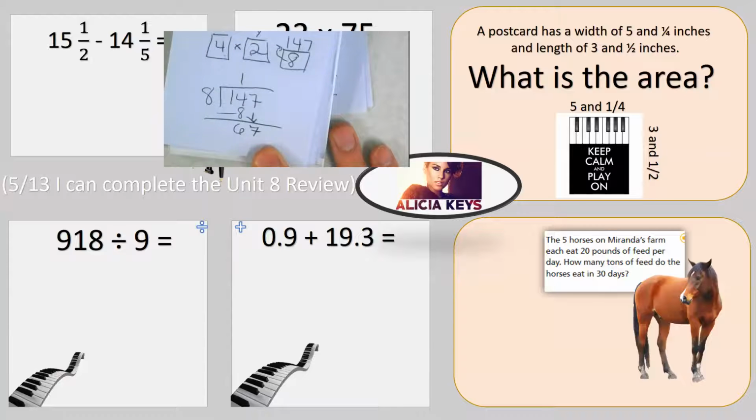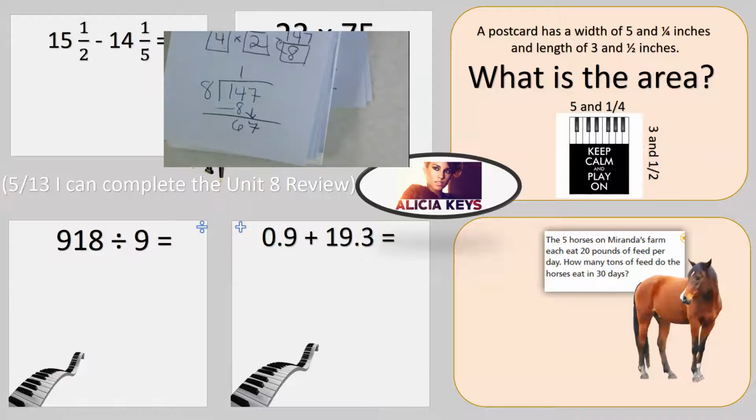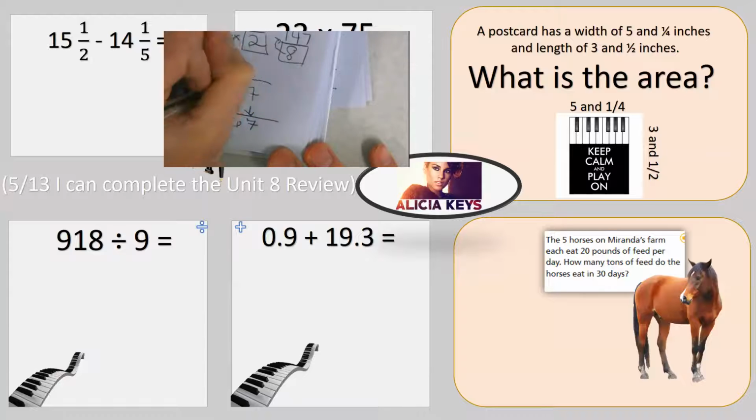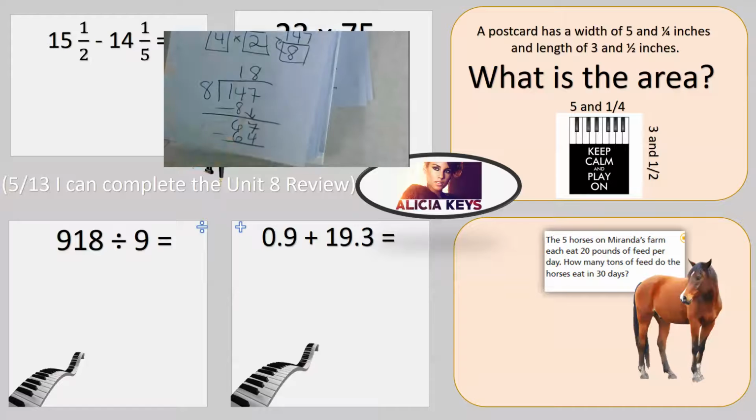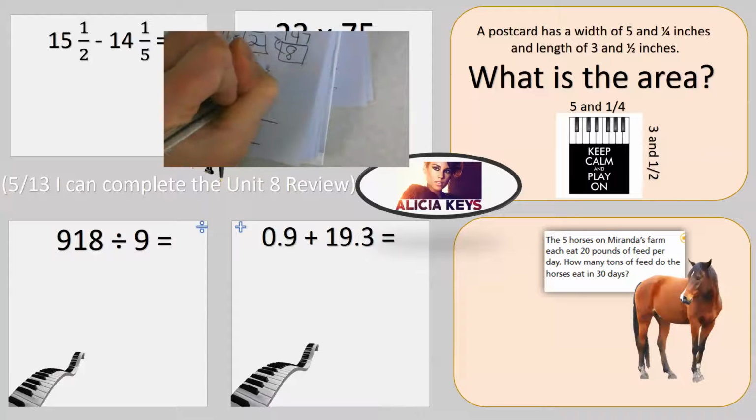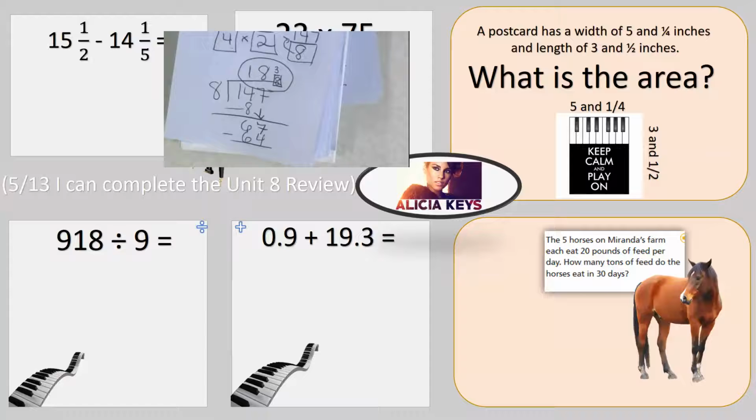How many 8s go into 67? Well, 8 times 8 is 64. What's left over? 3. You need 8 to make a whole, so it's 3/8. So 18, a whole group, so it's 18 and 3/8.